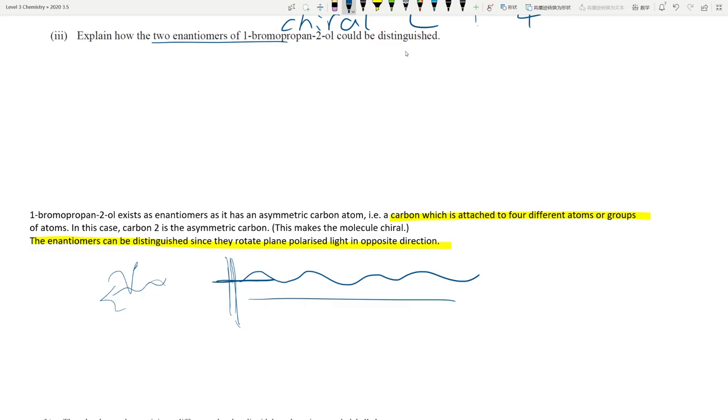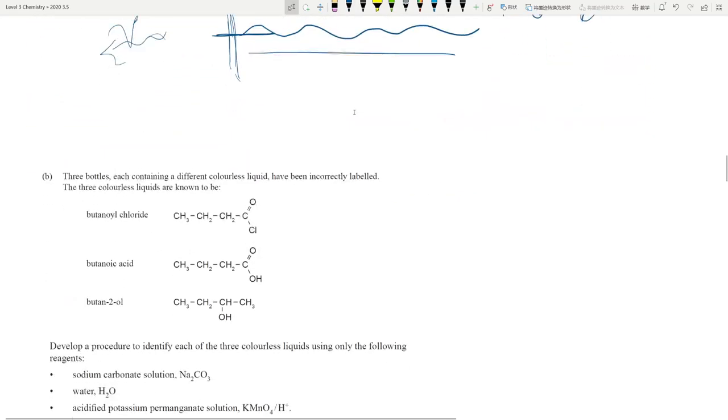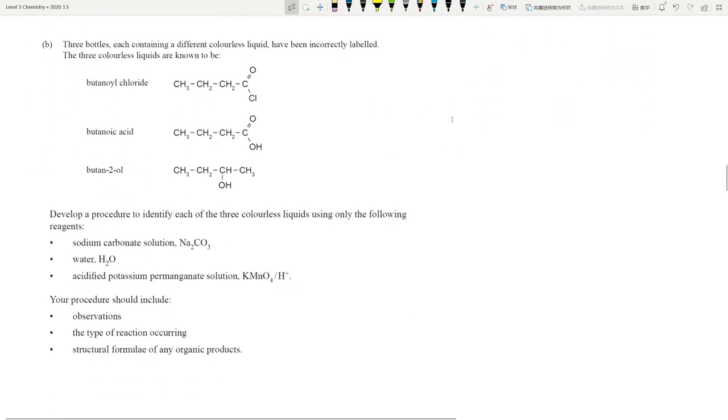With the two enantiomers, one rotates the light clockwise and one rotates it anticlockwise. You learn more about it in biochemistry at university, especially with the amino acids and all that sort of stuff, but that's not what we're looking at here. Let's look at this one.